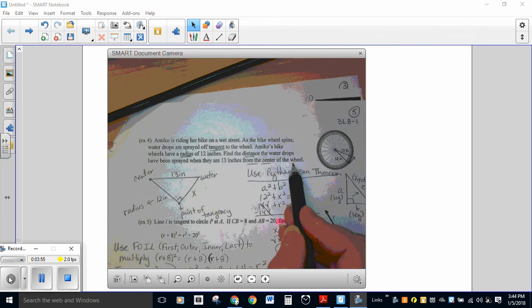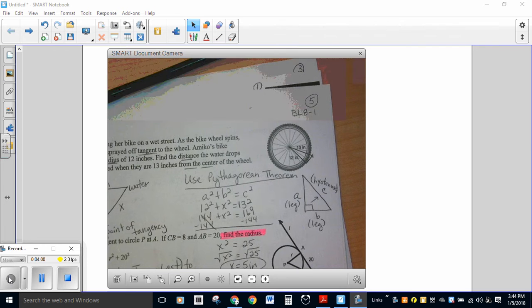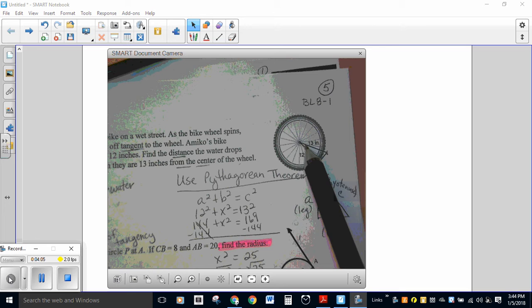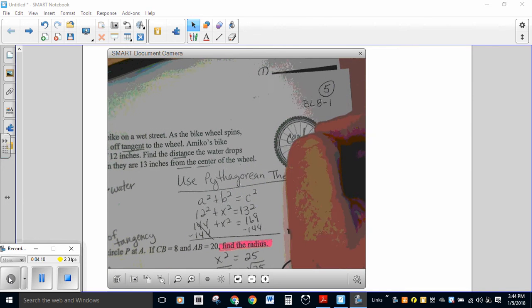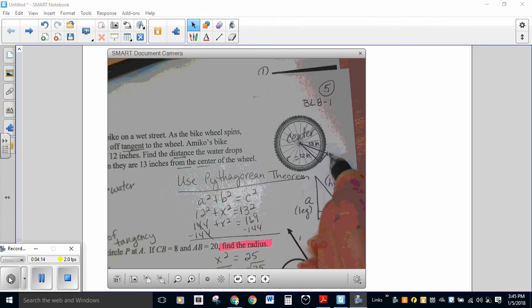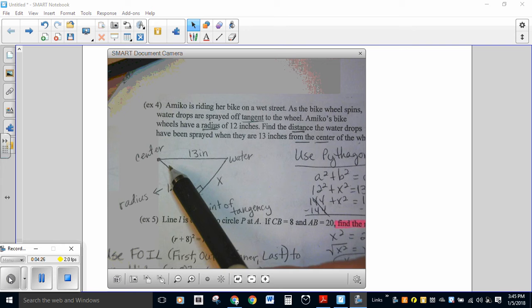Then they have the picture over here drawn for you. So it shows that here's the bicycle wheel. This would be the center of the circle, which is the center of the wheel. It said that 12 is the radius, 13 is how far it is from the center, and they've got a right angle symbol drawn here, and this is the line that's tangent. So this right here would be the point of tangency. So what I did was redraw that triangle so we could see it. So I have the center of the wheel. We know that 12 inches is the radius.